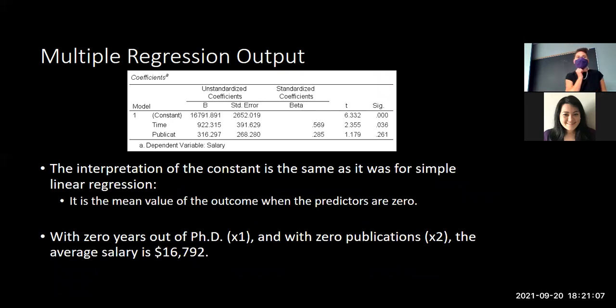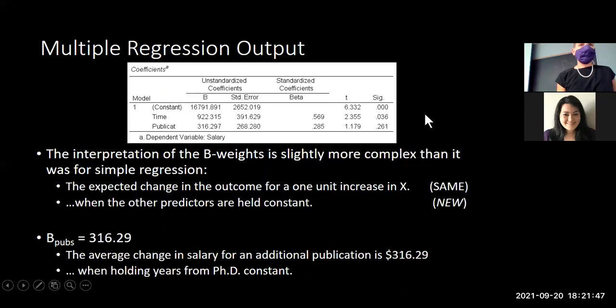Now when I get to this table with my coefficients in it, the interpretation of the constant is the same as it was for simple linear regression. It's the mean value of the outcome when all of your predictors are 0. The expected score on your outcome when all of your predictors are 0. So when I create this regression equation, if I plug in 0 for time and 0 for publications, my expected salary is $16,791, which is significantly different from 0, if you care.